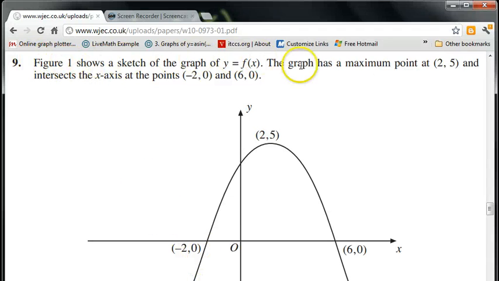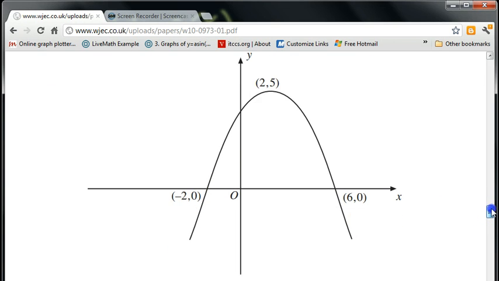Okay, then let's have a look at 9. We've got to do a sketch here. We've got the sketch of f of x. It's got a maximum at 2, 5. It intersects the x-axis at -2, 0 and at 6, 0. So that's what we've got there in terms of the sketch.